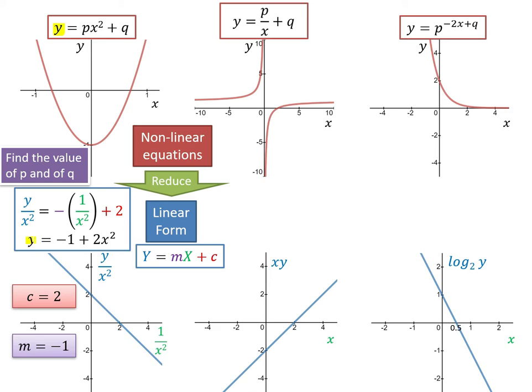Can you see this y? Can you see the x squared here? Can you see the x squared? What is p? 2. P is the coefficient of x squared, 2. And the q is -1.